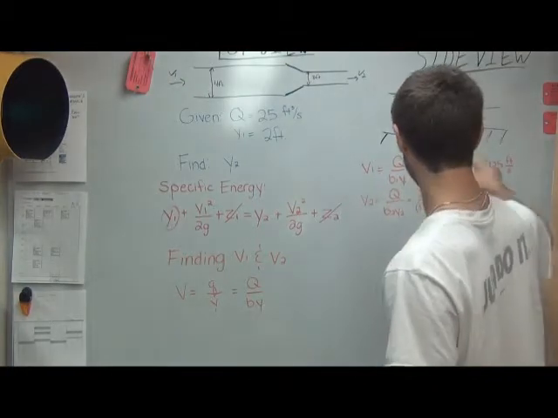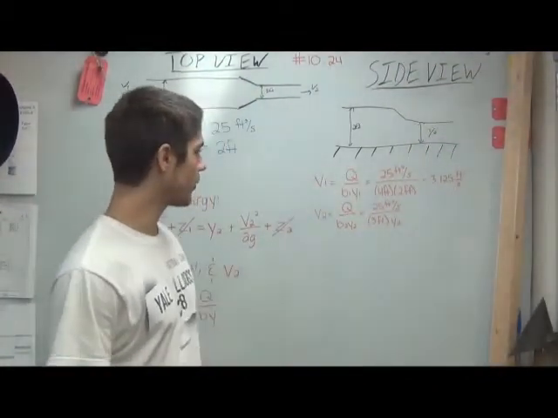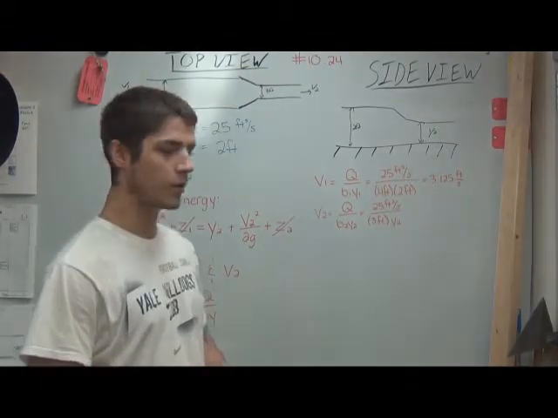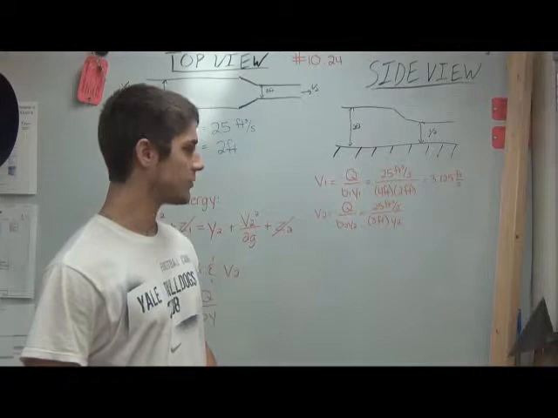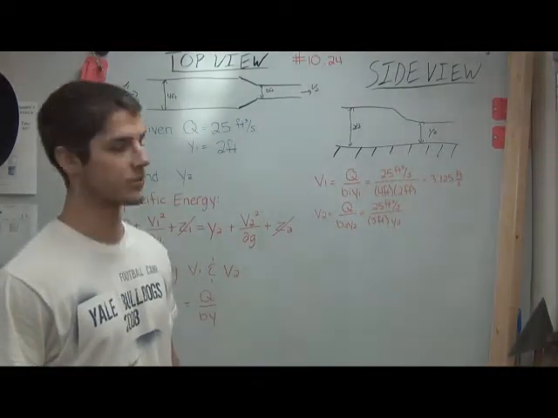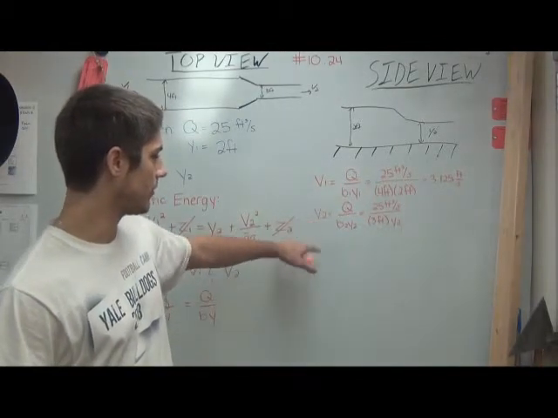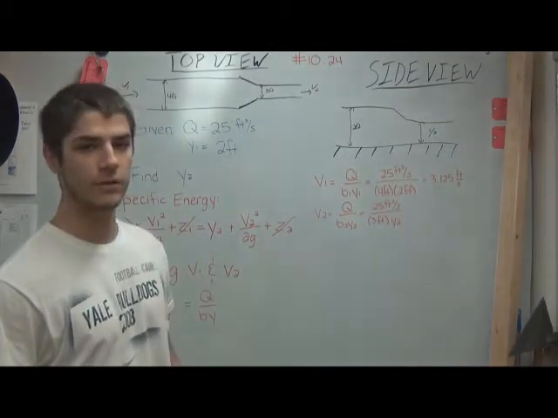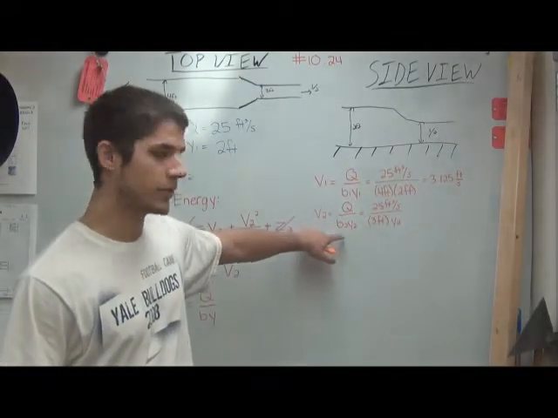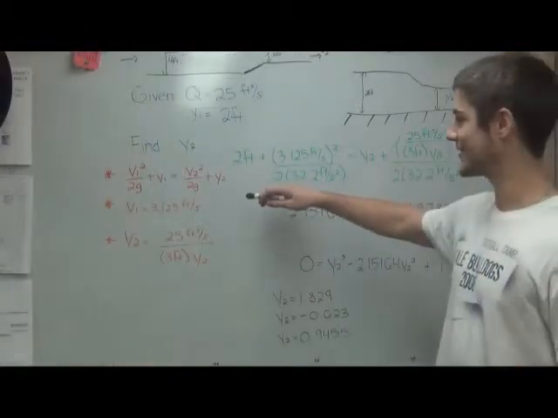If we write that out real quick, V1 is going to be equal to the flow rate, 25 cubic feet per second, divided by B1, which is 4 feet, times Y1, which is 2 feet. That ends up being 3.125 feet per second. And for V2, it gets a little bit harder. That's equal to 25 cubic feet per second divided by 3, which is B2, but we don't know Y2, so you can leave this term as is to conserve some space.